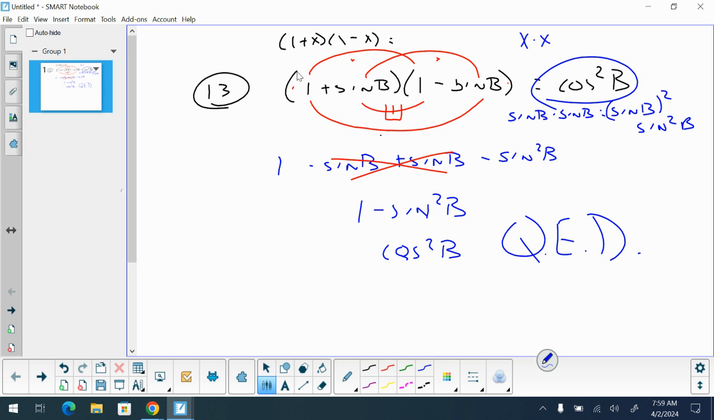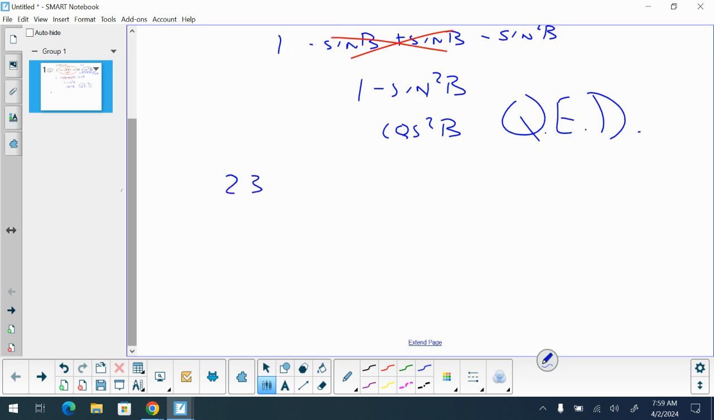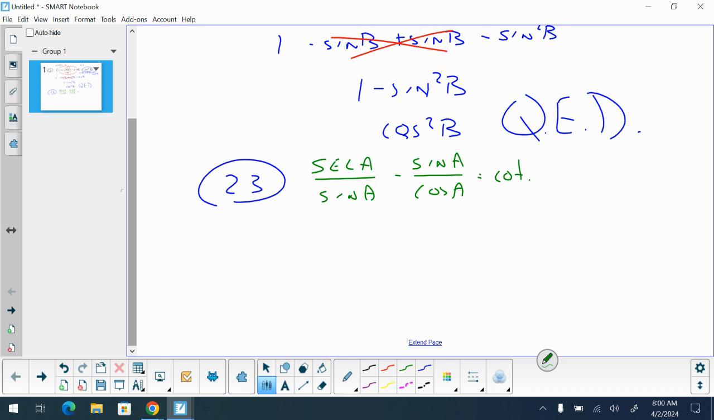If we take a look at problem number 23. Problem 23. We have the secant of A over the sine of A minus the sine of A over the cosine of A. And we want this to look like the cotangent of A.